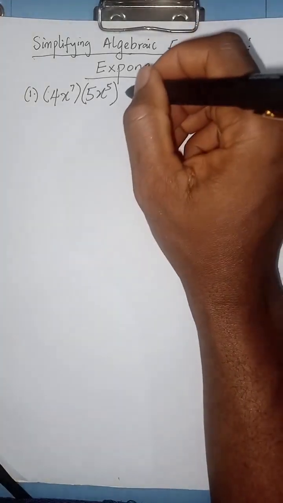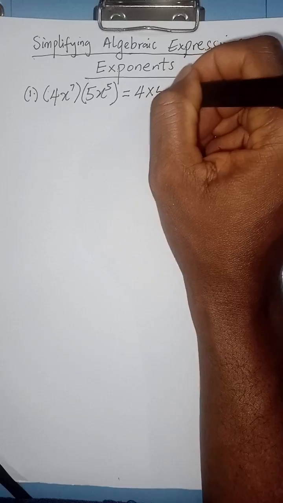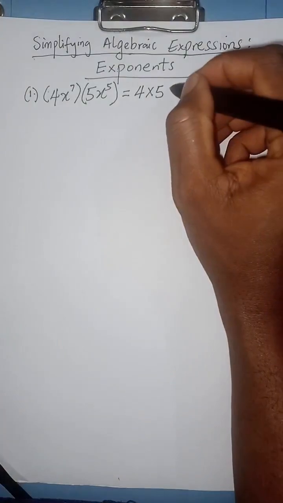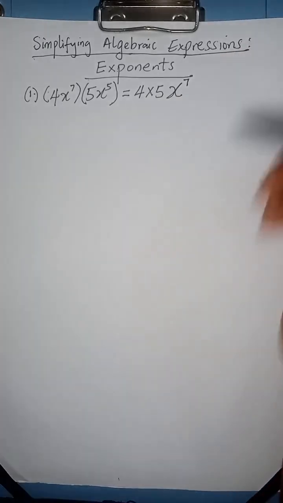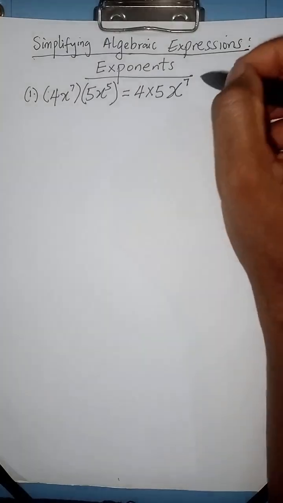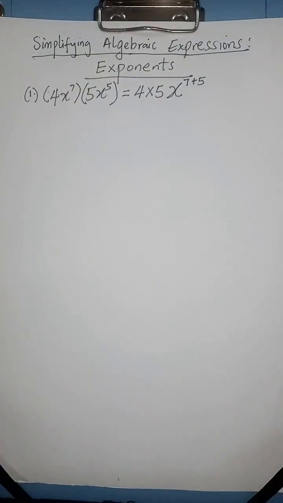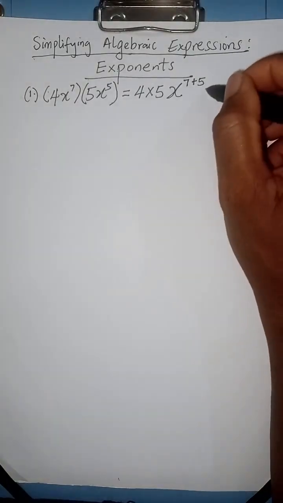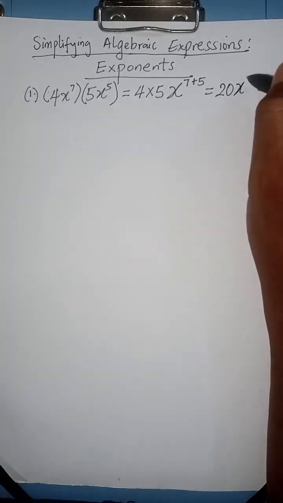So in this case, this is like saying 4 times 5. And because they are both x, you pick one x raised to power 7. But in this case, you do not have to multiply. Simply add the powers, plus 5. If you do that, this will give you 4 times 5, 20, x raised to power 12.